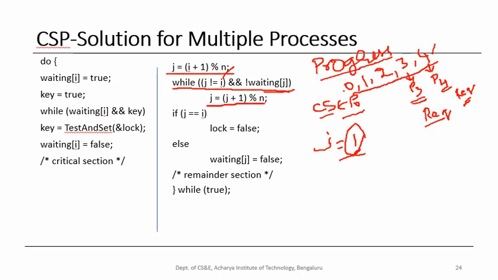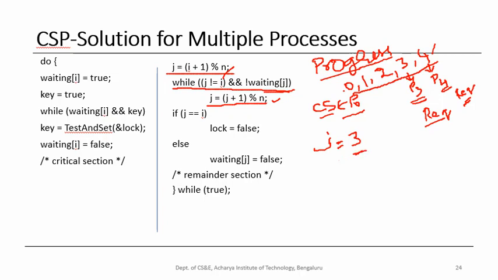Hence this statement is executed. That is, j is now incremented and it becomes 2. And again the while loop is executed. j is not equal to i, yes, that is true. And waiting of 2 is again false, so not of that is true. Therefore this statement is again executed. Now what happens to the value of j? Now j becomes 3, right?